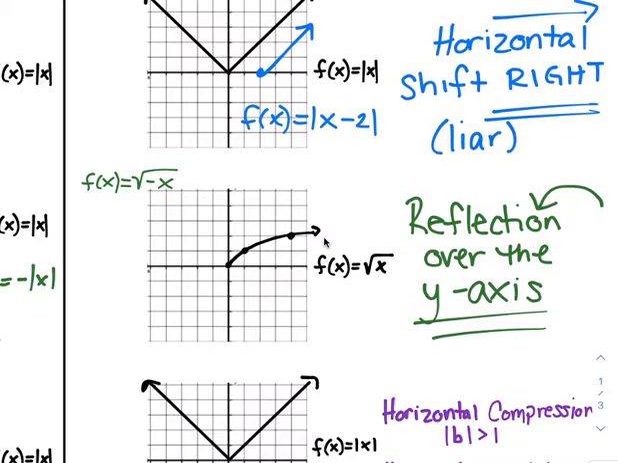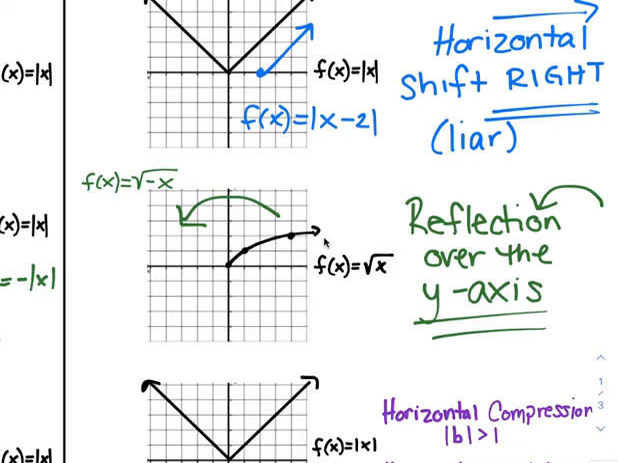Now, I changed this one to a square root because if I reflect an absolute value over the y-axis, it would look exactly the same, right? All right, so this time we are going over the y-axis. This +4 is going to become a -4. This +1 has become a -1.